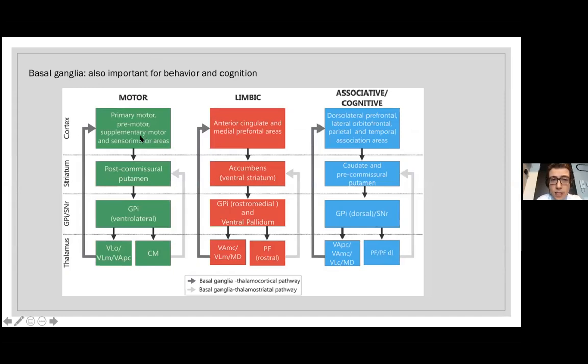And it's interesting to understand that the basal ganglia are involved in a lot more than just movement. So they're also involved in limbic circuits and cognitive circuits, which could help explain how there are symptoms also in terms of cognition and behavior.